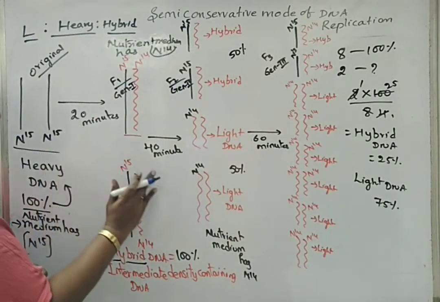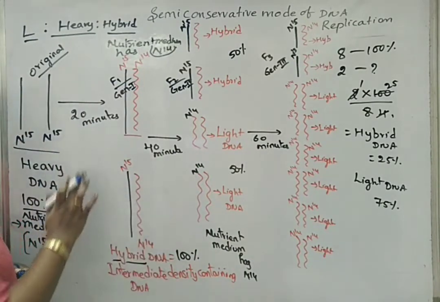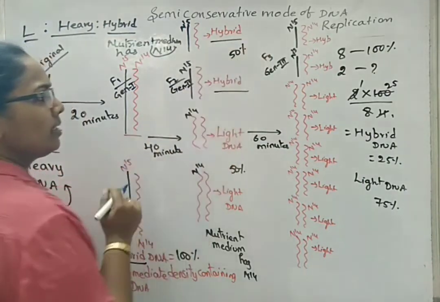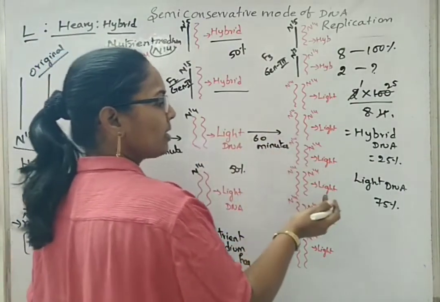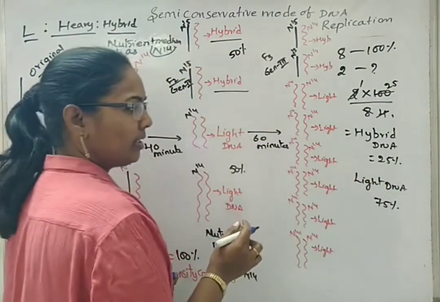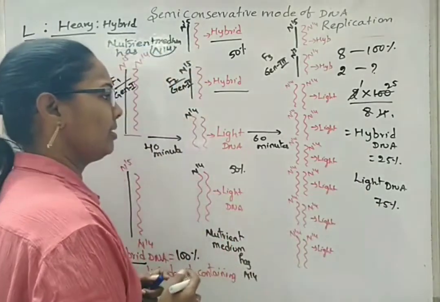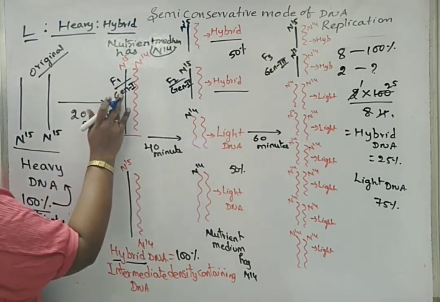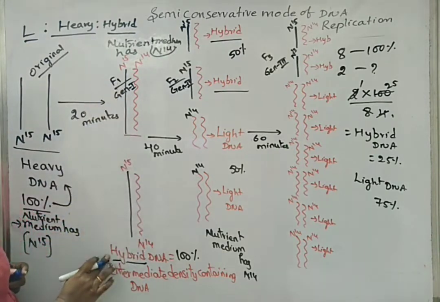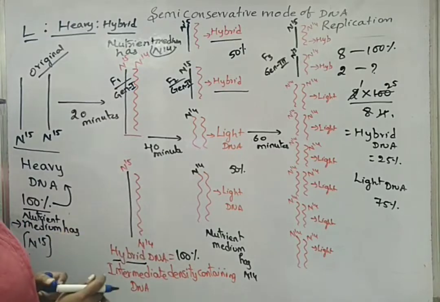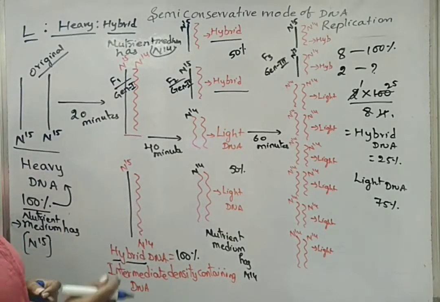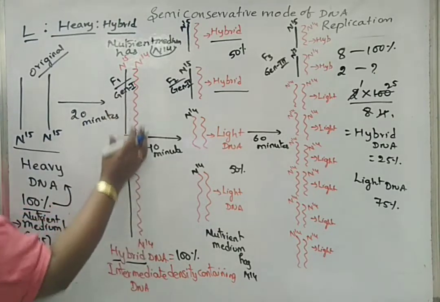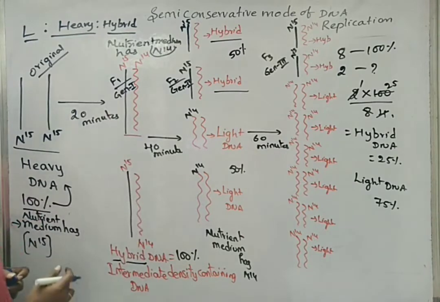After 20 minutes, what is the percentage of hybrid DNA? 100%. After 40 minutes, what is the percentage of hybrid DNA? 50%. After 60 minutes, what is the percentage of hybrid DNA? 25%, of light DNA 75%. Again, in generation 1 of the semi-conservative method of DNA replication, what is the percentage of hybrid DNA? 100%. If asked the percentage of light DNA in generation 1, the answer will be 0%, because here we did not see completely light DNA strands.